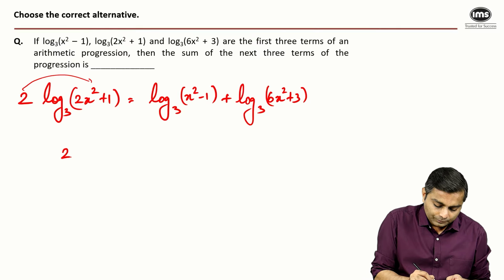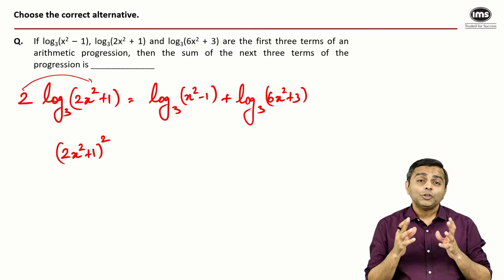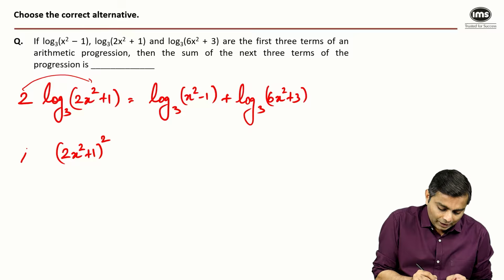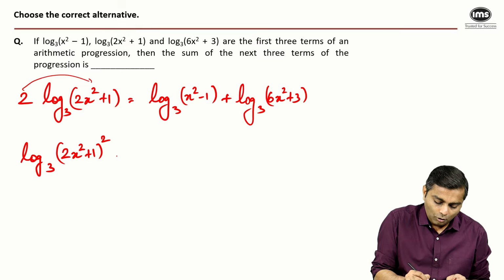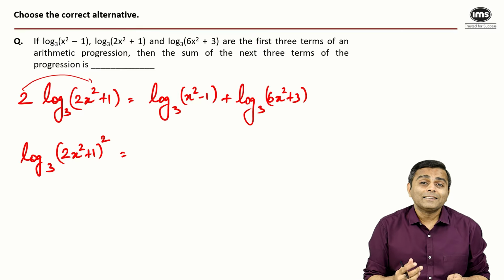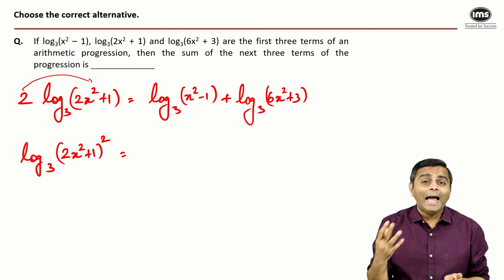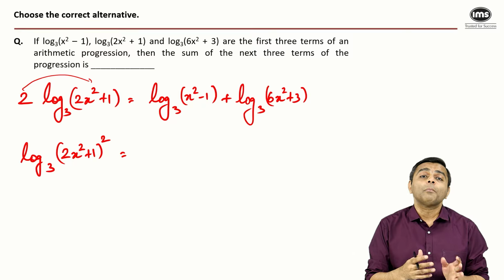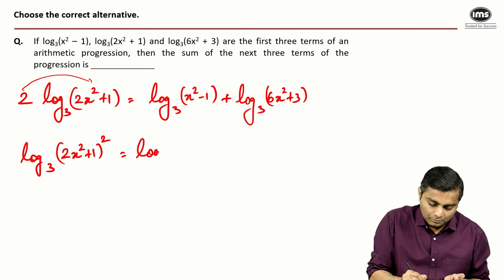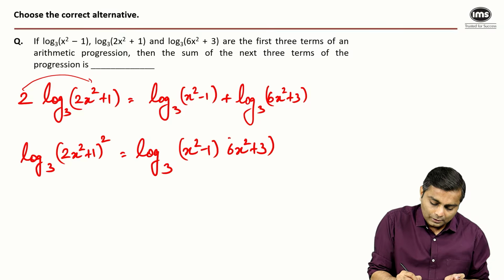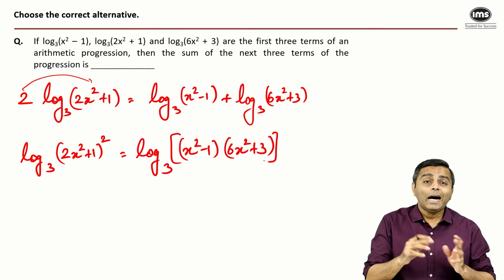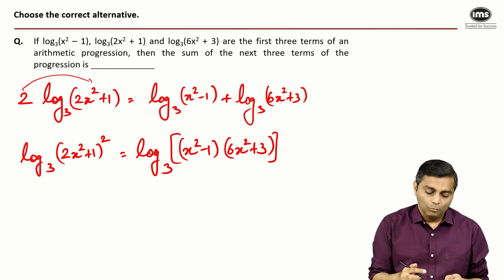So this becomes 2x square plus 1 the whole squared. Once you do this, let me just write this so you'll be able to understand this better. Log to the base 3 is equal to, on the right hand side, we have addition of the logs with the same base. If the logs are added with the same base, you know that you can compress them into multiplication, which means this becomes log to the base 3 of x square minus 1 times 6x square plus 3, right? And now we can obviously cancel log from both the sides.